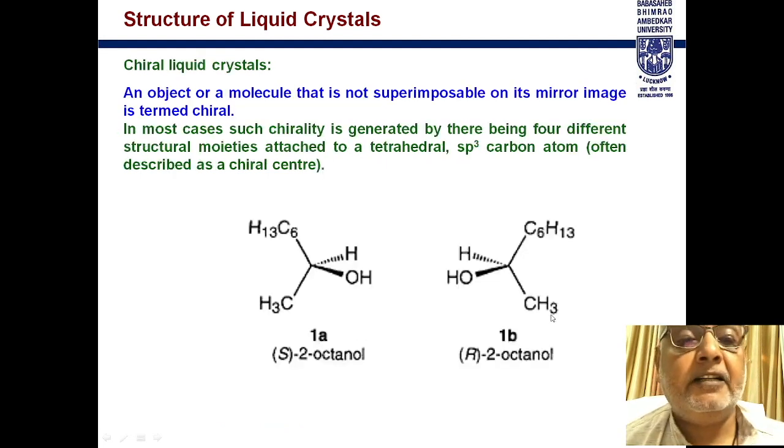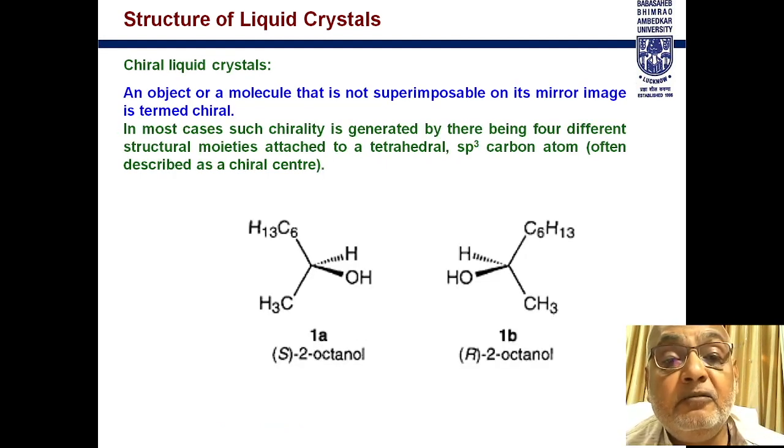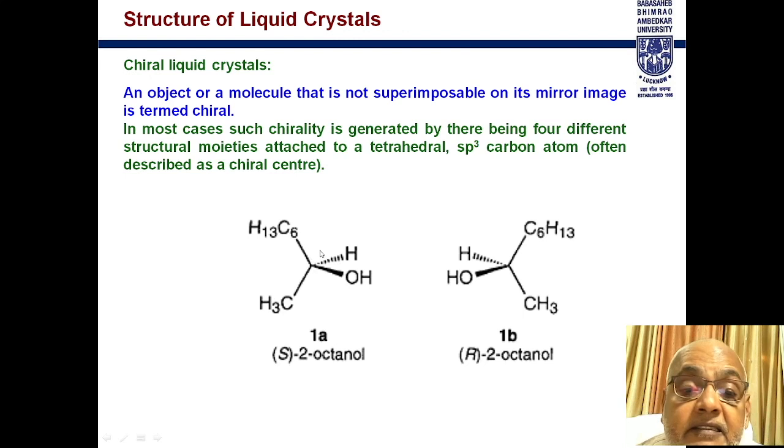Chiral. An object or molecule that is not superimposable on its mirror image is termed chiral. In most cases, such chirality is generated by there being four different structural moieties attached to a tetrahedral sp3 carbon atom. Like this, you can see there is chirality maintained. S-2-octanol and R-2-octanol.